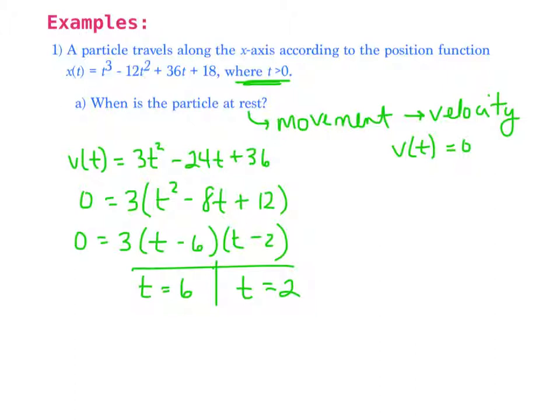And in fact, those are my answers. The particle is at rest at times t equals 2 and t equals 6. And then our justification is that is when the velocity equals 0. That's how we answer that one.